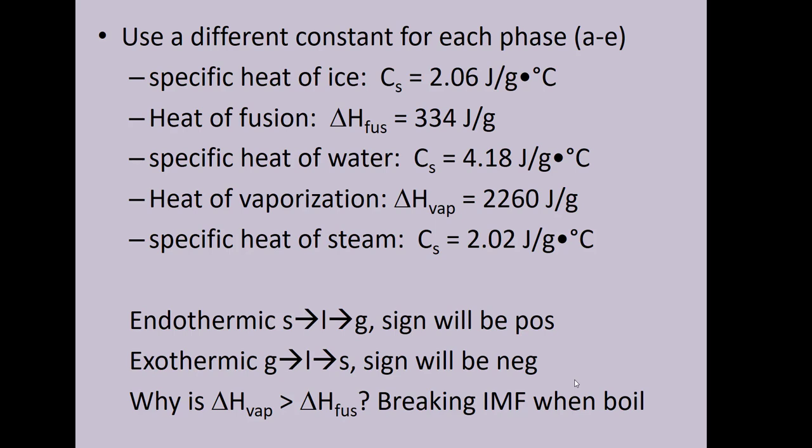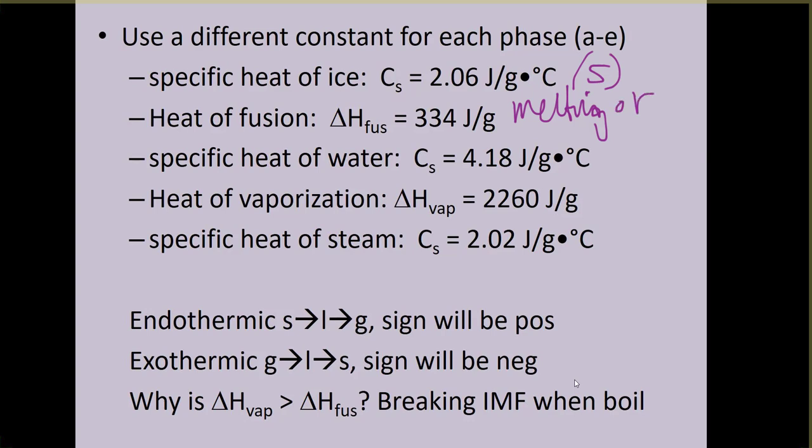And they have names that we're not familiar with, but I have put these constants in this order on your test. So you just need to know how to use them. So the specific heat of ice, we're going to use that when we are in our solid phase. The heat of fusion, this is when we are doing our phase change. So this would be melting or freezing, just depending on which way you go.